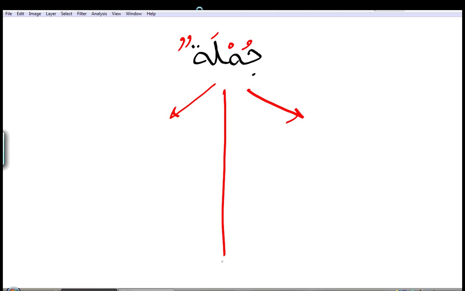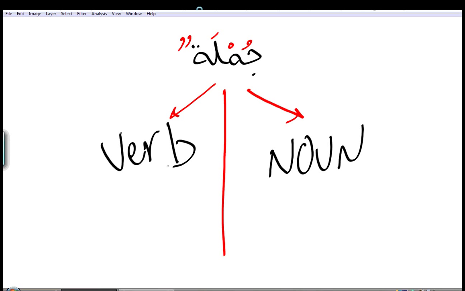So, what is a sentence in Arabic? In Arabic, a sentence is called jumla. So the Arabic word for a sentence is jumla. Okay? Now there are two kinds of sentences in Arabic. Either a sentence that starts with a noun or a sentence that starts with a verb. A noun in Arabic is ism. A verb in Arabic is fi'l. Okay?